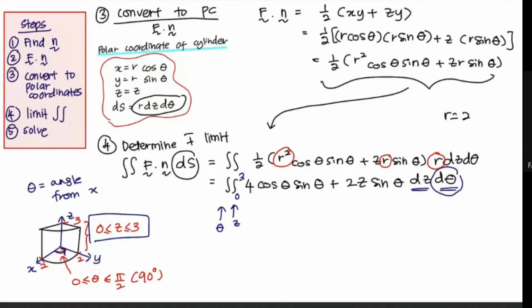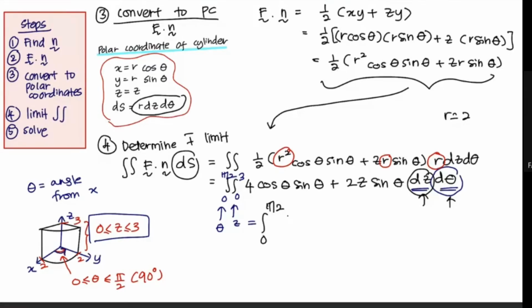So 0 to pi over 2. First, you must integrate with respect to z, and then you integrate with respect to theta. You will get z from 0 to 3, theta from 0 to pi over 2. If you want to integrate with respect to z, the other variables you treat as constants. So theta you treat as constant.